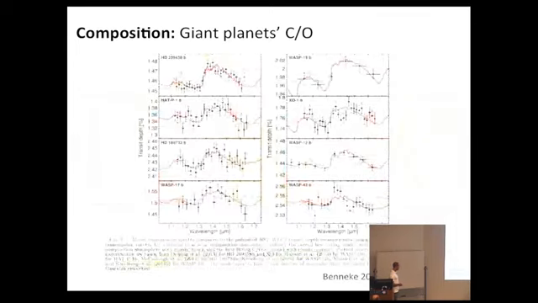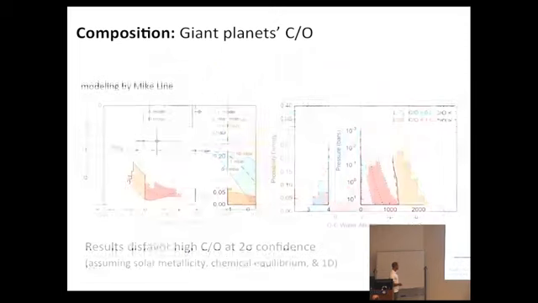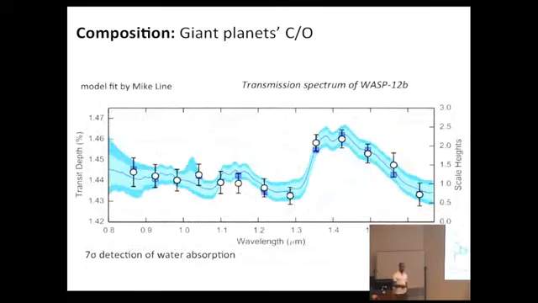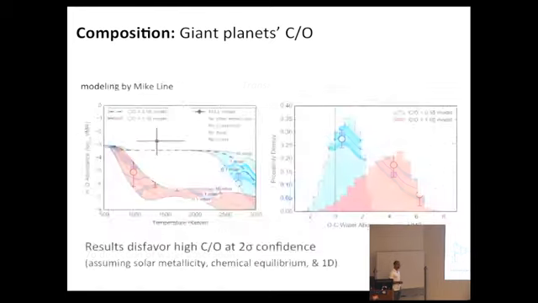I don't know if I have another figure on this. The point of this is it's not just the abundance of water, but it's the lack of absorption from other molecules that you would expect in a high C to O environment. So this assessment of the C to O ratio rests on the assumption of equilibrium chemistry, but that's probably a fairly safe thing for this hot atmosphere.